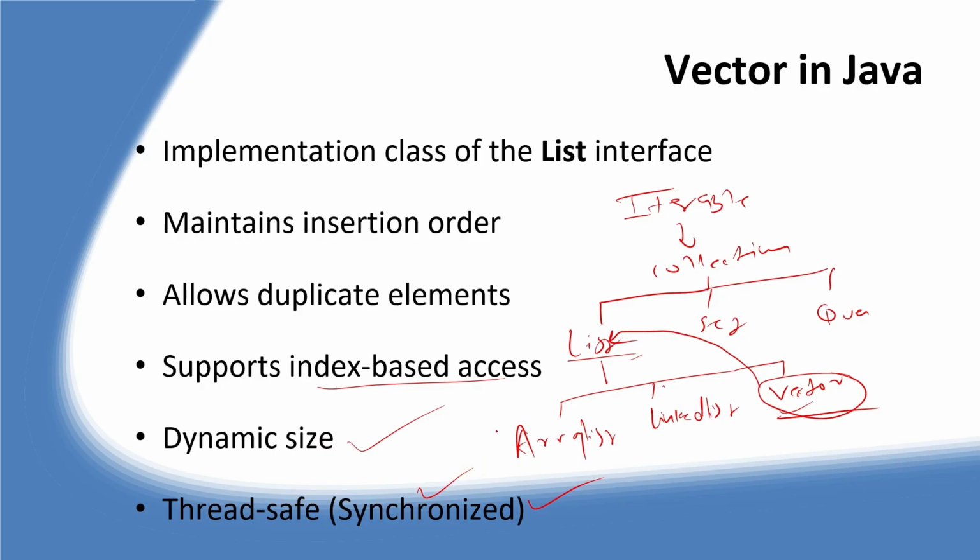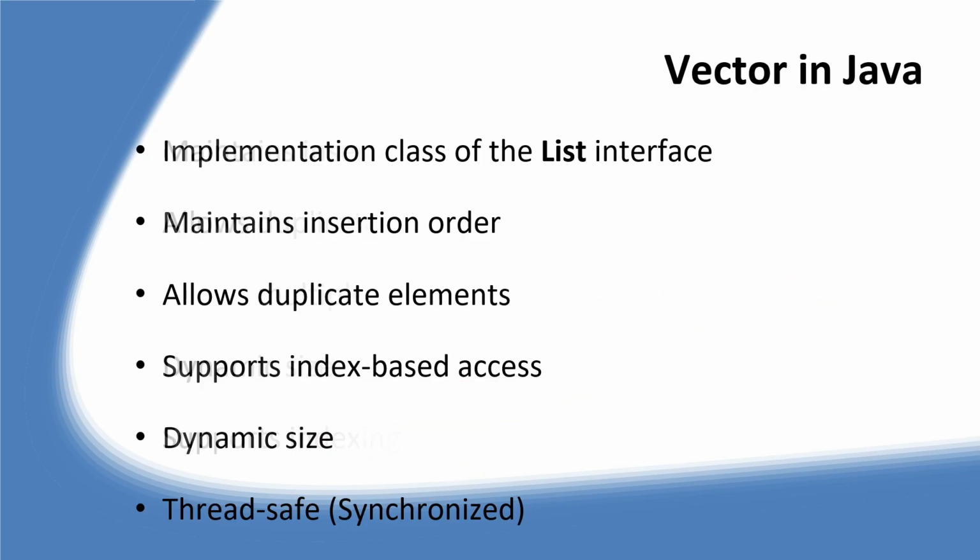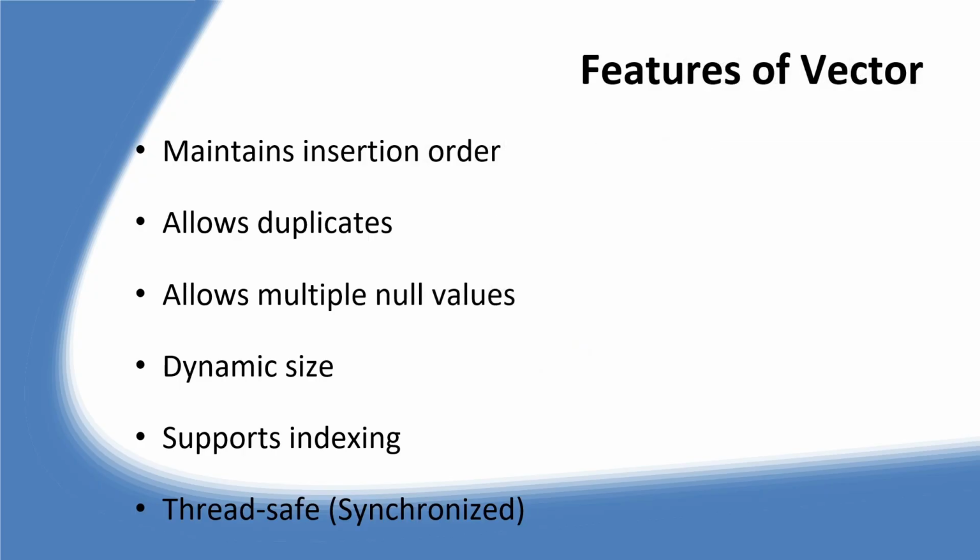So let's look at some features of Vector. It maintains the insertion order, it allows duplicate elements and null values inside Vector, it supports indexing, and it grows dynamically. Dynamic size means it automatically resizes when needed, and it is thread safe because its methods are synchronized.